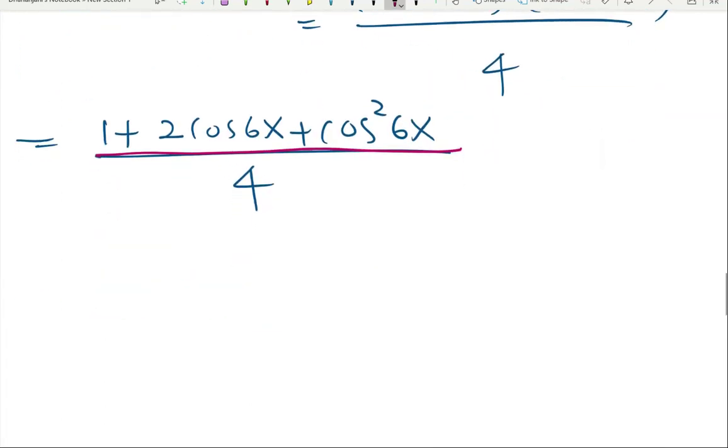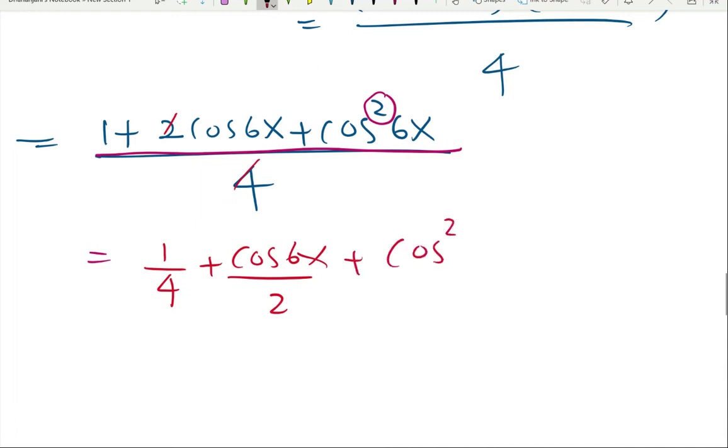Okay, again remember we didn't fulfill our purpose because we have a trigonometric function to the power 2. We want to write it in terms of power 1. Now let's simplify furthermore. Let me divide each term in the numerator by 4. So it's 1 over 4. It's 2 cosine 6x over 4, which is cosine 6x over 2, 2 and 4 cancel out, plus cosine square 6x over 4 here.